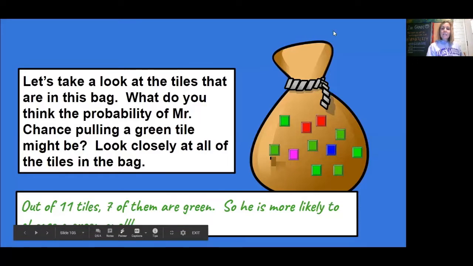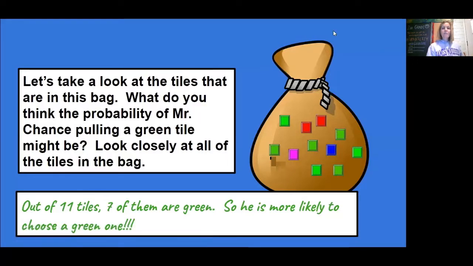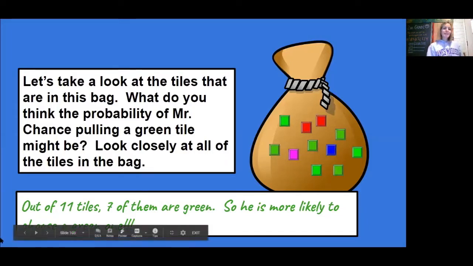Out of 11 tiles, 7 of them are green. So he is more likely to pull a green tile if he reaches his hand into that bag. Lucky Mr. Chance.